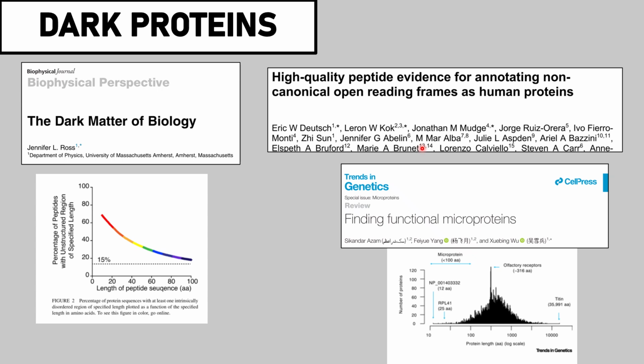So we have to have different tools to find different reading frames to figure out what DNA actually codes for proteins, and more regions than we realized at first do code for proteins. And a lot of dark proteins are going to be small, so we need new ways of finding functional microproteins like this paper from 2025.